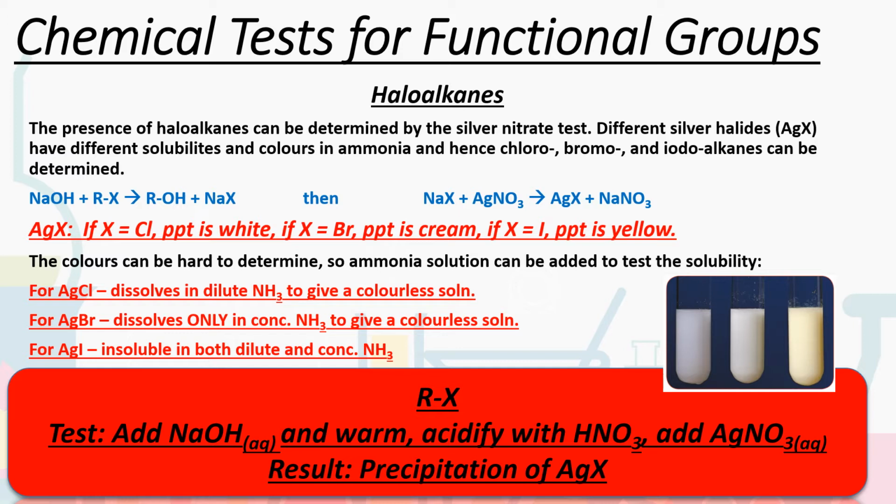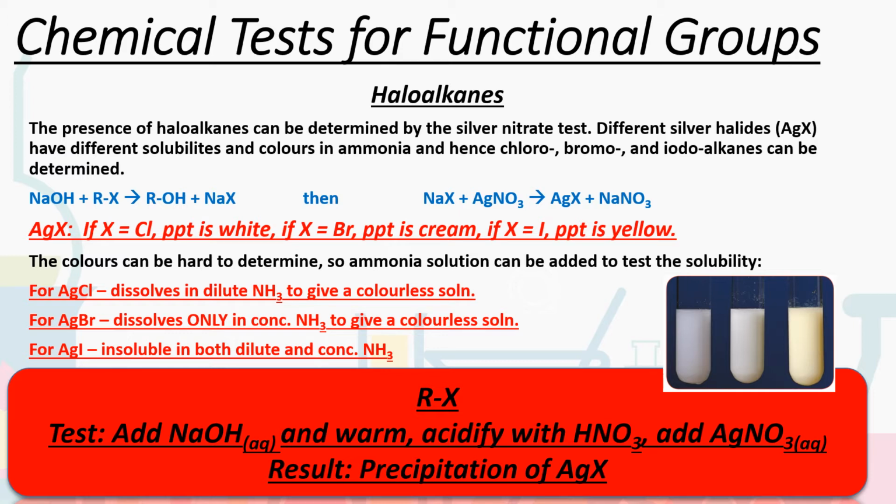If we have precipitates that remain, we then add concentrated ammonia. And if the precipitate dissolves in concentrated ammonia, then this must have meant that it's the silver bromide, and we started off with a bromoalkane. We have the cream precipitate dissolving to give a colourless solution. And then finally, if we've added both dilute and concentrated ammonia, and there's still a precipitate that remains, it must be the silver iodide, because that is insoluble in both dilute and concentrated ammonia.